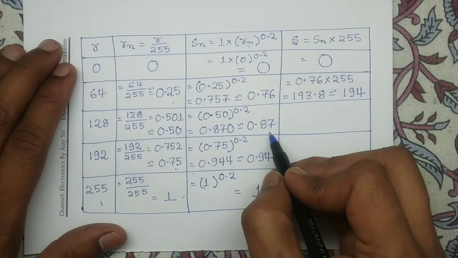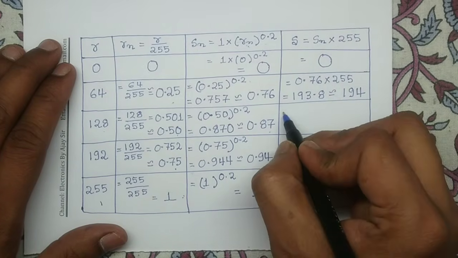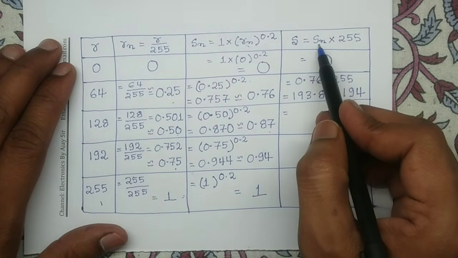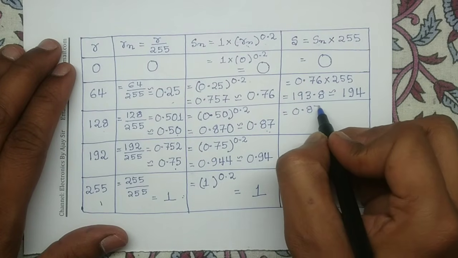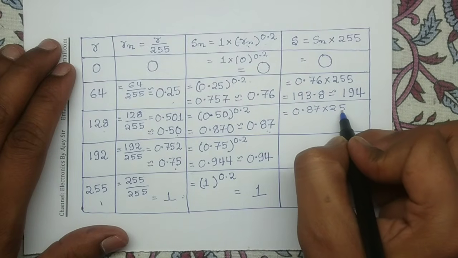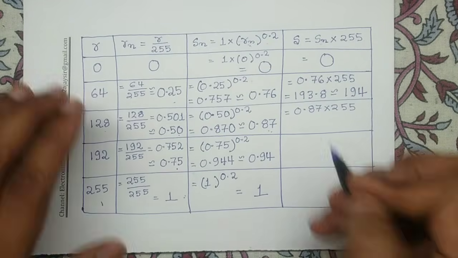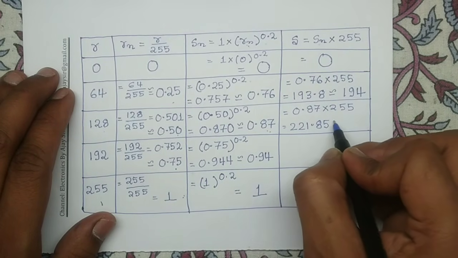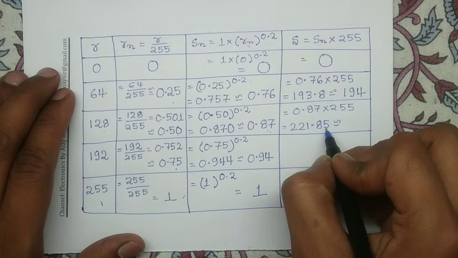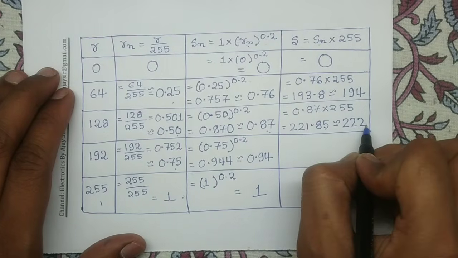Next, for Sn equals 0.87, we will determine the value of S. In this equation of S, in place of Sn, we will substitute the value 0.87. So the equation becomes 0.87 multiplied by 255. We will get 221.85. Next, we will round off this floating point number to its nearest integer number. 221.85, its nearest integer number is 222.